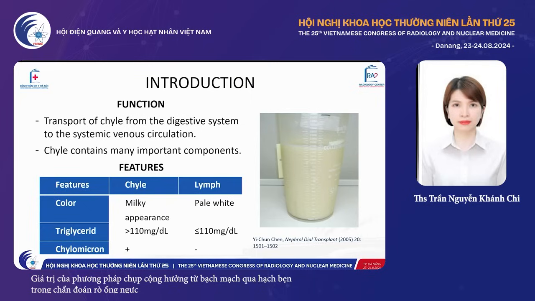This is a table that helps us distinguish chyle and lymph fluid. Chyle is characterized by a milky appearance with a triglyceride concentration above 110 milligrams per deciliter. And the gold standard test is lipoprotein electrophoresis to find chylomicron in the fluid.